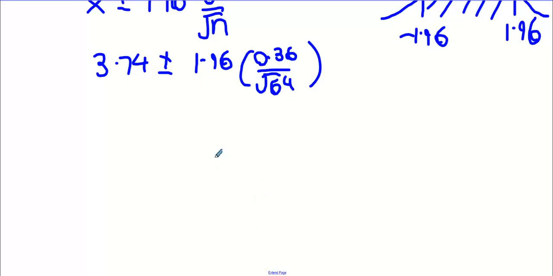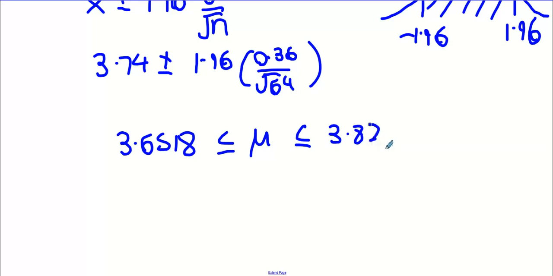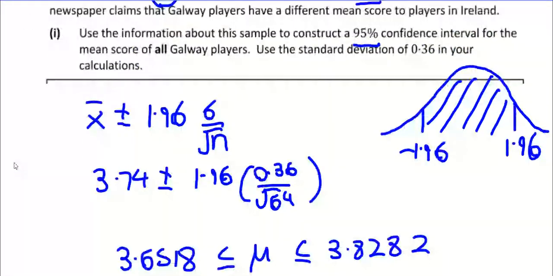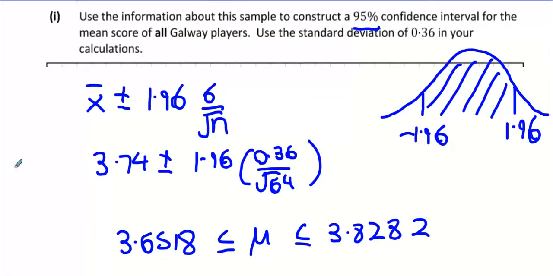So it's going to be a mu value. We're claiming that the average for the population in Galway, when we take it away, we get 3.6518, and when we add it on, we get 3.8282. It doesn't ask us to do anything with it, does it? It just asks us to get it. Would that make sense? Any questions?